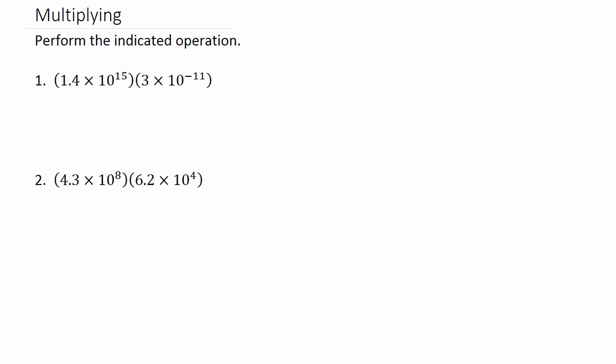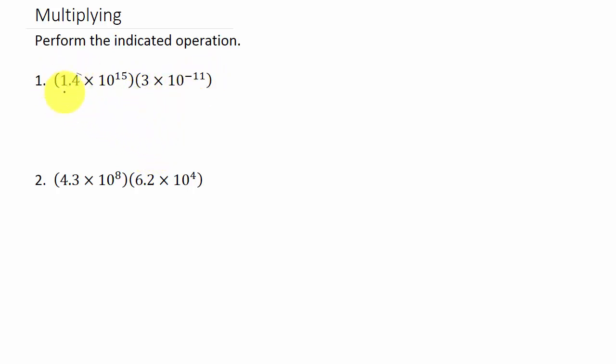Alright, so in this video, let's look at multiplying numbers that are written in scientific notation. Let's look at the first example here. We've got 1.4 times 10 to the 15th times 3 times 10 to the negative 11.